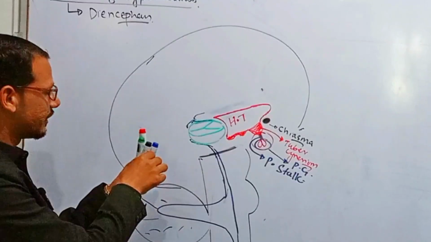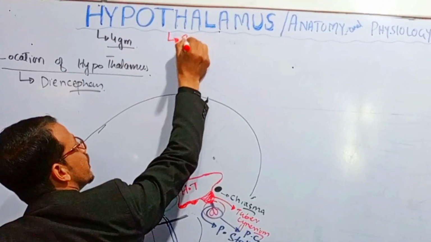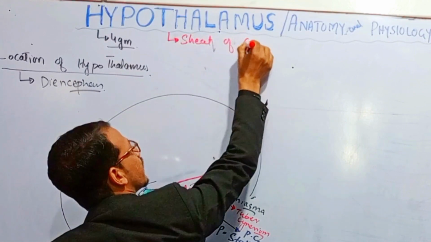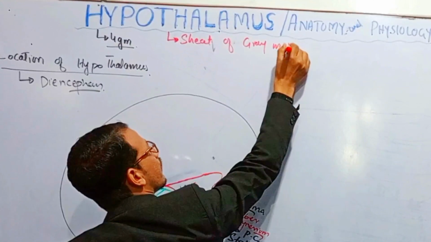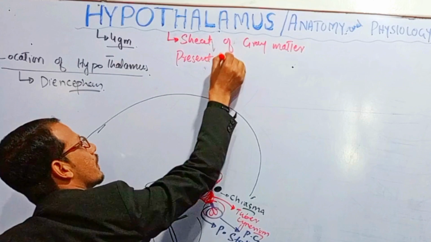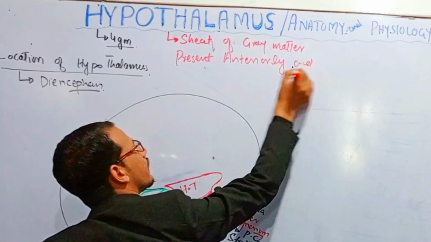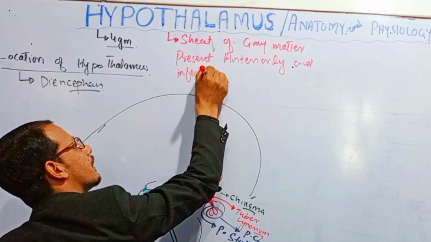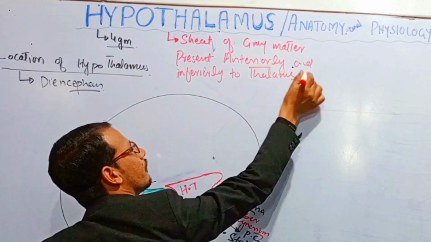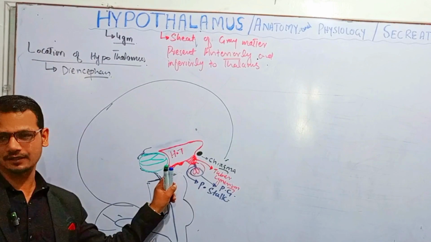So we can define this hypothalamus as the sheet of gray matter present anteriorly and inferiorly to thalamus. Right? This is the first definition which we can get from here.